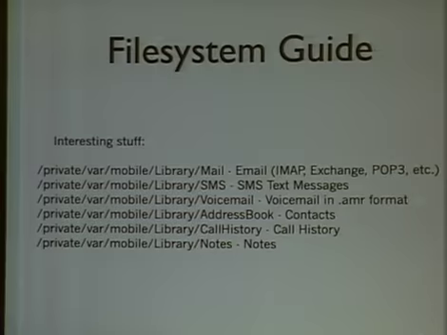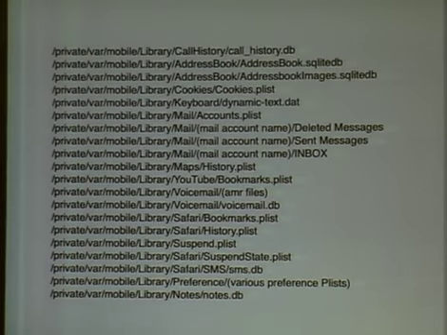Once you get onto a box as root, I'm not going to spend a whole lot of time talking about it because it's kind of game over. But if you're interested, these are some interesting things that you can pull out. All the good stuff is stored in private/var/mobile/library. Mail, SMS, voicemail messages, address books, call history, notes, an exhaustive list. I actually pulled this from an iPhone forensics webpage. Some interesting things in there were the call history, address book, cookies. Cookies, that one may be kind of interesting.